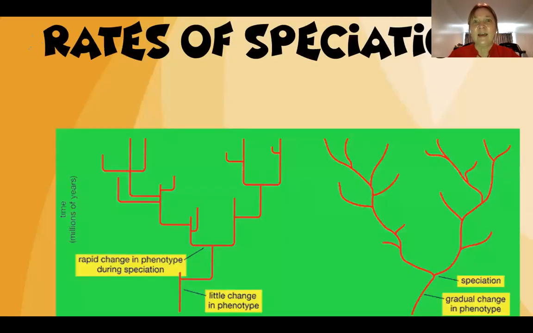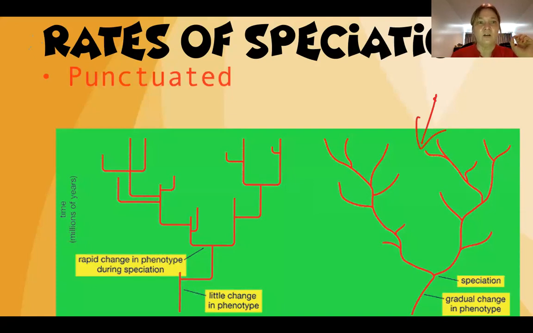Now, we can look at the rate of speciation by looking at these two different trees here. Most of the speciation is going to occur in this manner. This is called graduated or gradual speciation, which means it's just a gradual change. So you have these very slow, curvy lines that go off in different directions. The other kind of speciation is called punctuated.